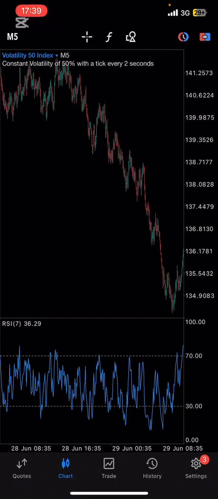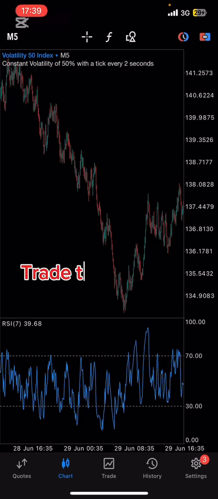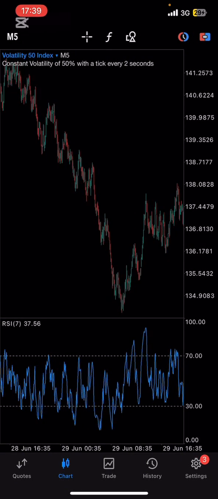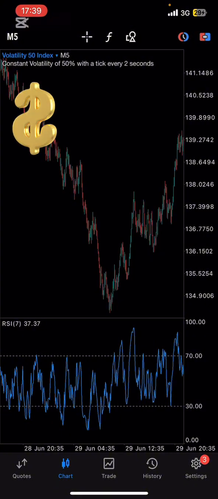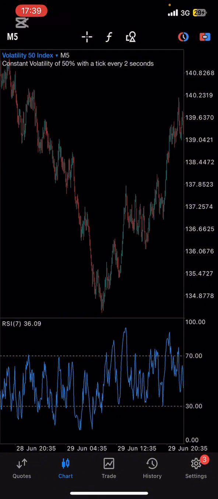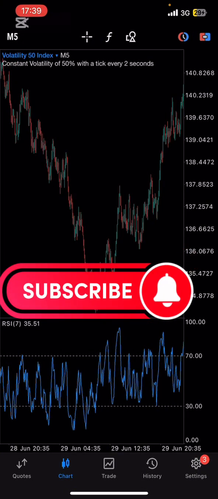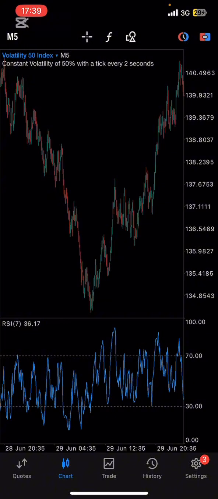So in this video, I'm going to be showing you guys how to trade the RSI with absolute precision. Listen guys, this video will blow your mind. This is not about overbought and oversold. This is a very skillful way to use the RSI and price action to make a lot of money in the market. So guys, I will get into the video just after the intro and the disclaimer roll.